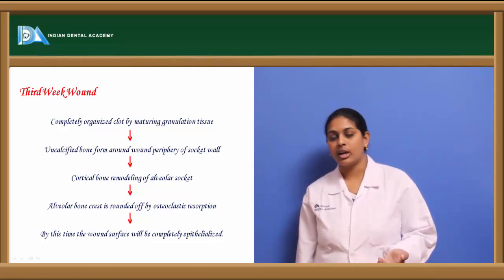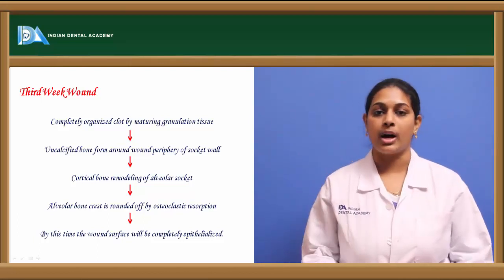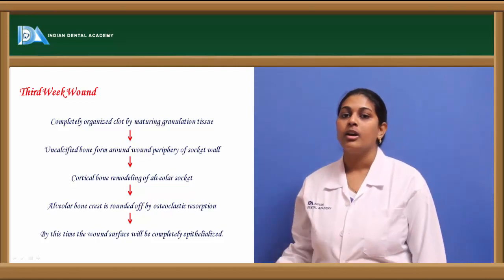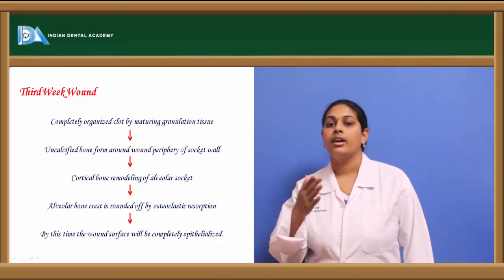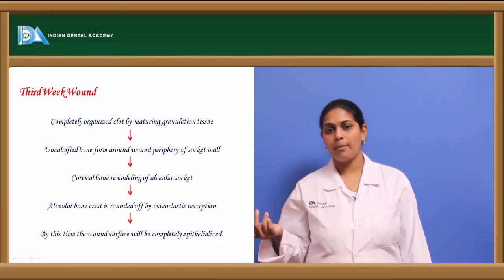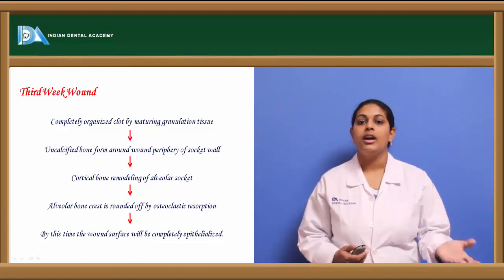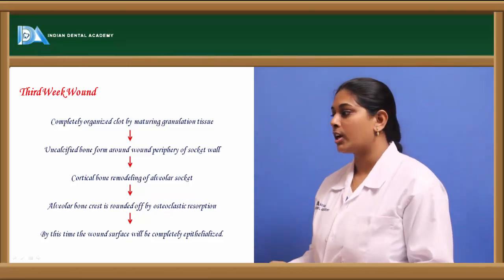The alveolar bone crest, which is undergoing bone resorption activity, gets rounded off because the unwanted, hard and sharp edges are being removed by resorption activity. The alveolar crest, that is the neck of the socket, gets rounded off. By this time, the wound surface is completely epithelialized, that is, the epithelium is completely restored to normal function. This is what happens in the third week.